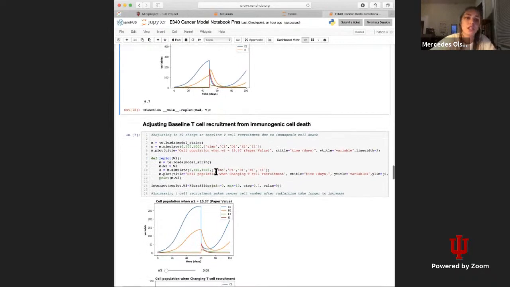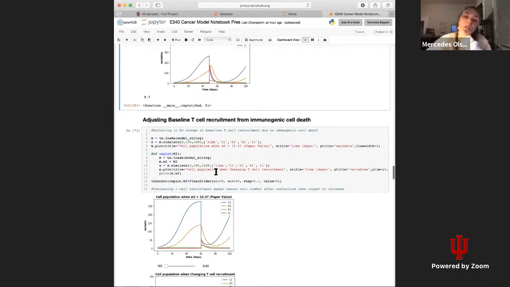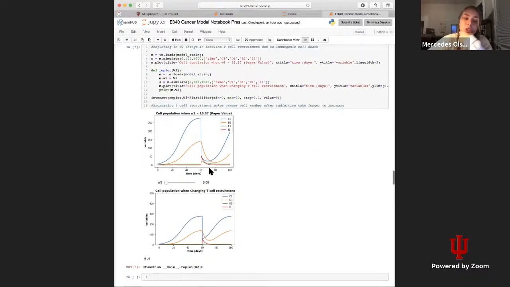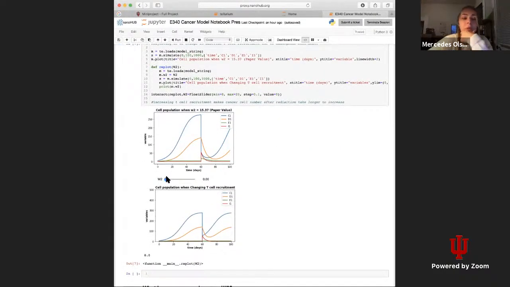So the next part I did was adjusting the baseline T recruitment from the immunogenic cell death, which is that W2. This was just so you could see just one of the parameters changed. You can see that as you increase the W2, and I believe it was 15 something in the paper, it takes longer for the cancer cells to come back because there's more T cells fighting it.